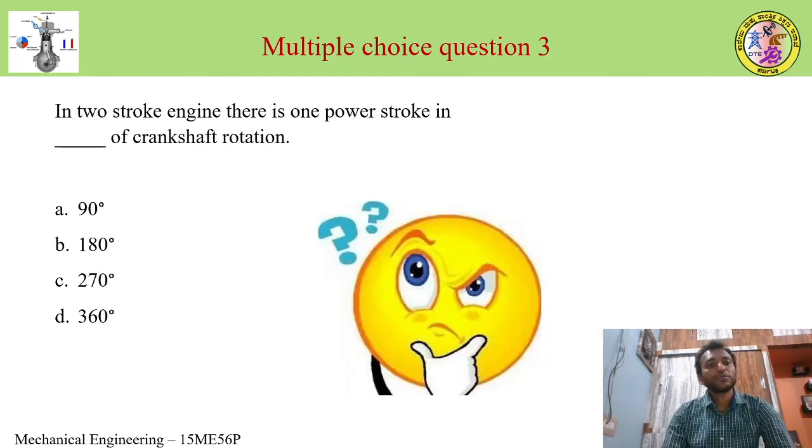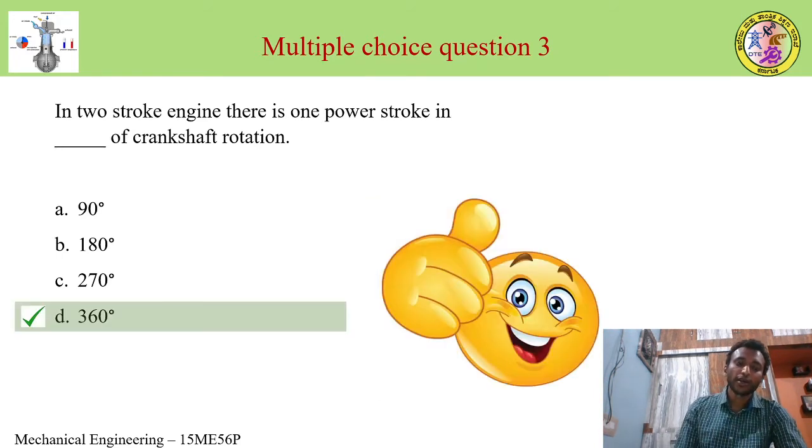Third question: in a two-stroke engine there is one power stroke in dash of the crankshaft rotation. The crankshaft is rotary, that means the piston's reciprocating motion gets converted into rotary motion of the crankshaft. So they are asking how many degrees. In a two-stroke engine there is one power stroke in dash of the crankshaft. For two-stroke, one is completed. So the answer will be 360.